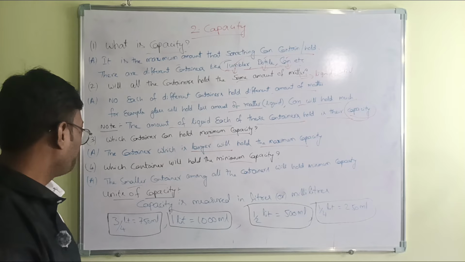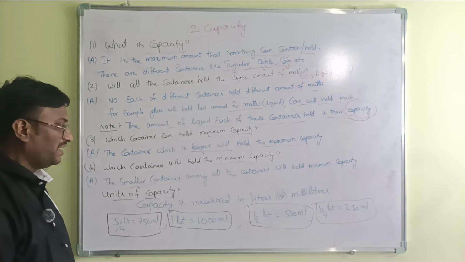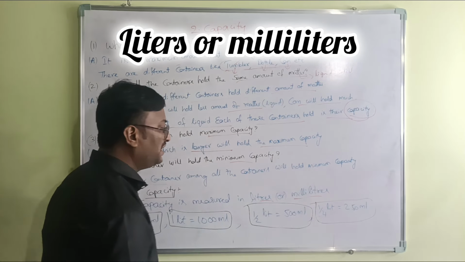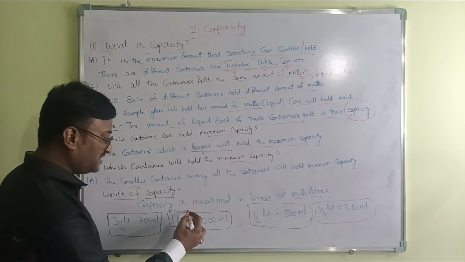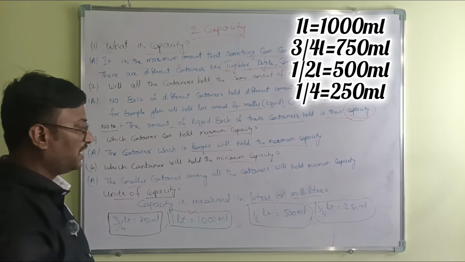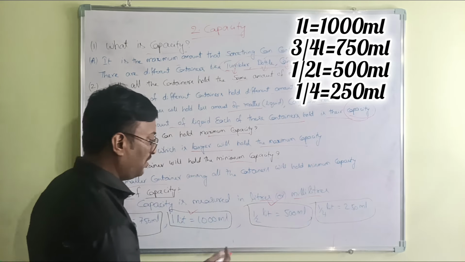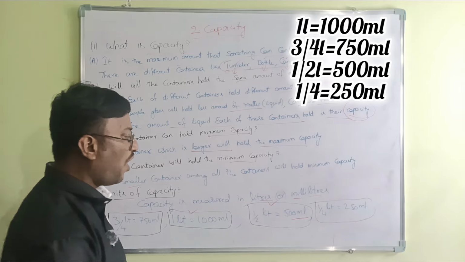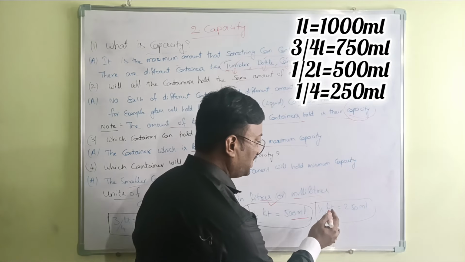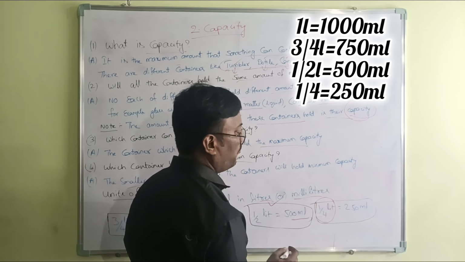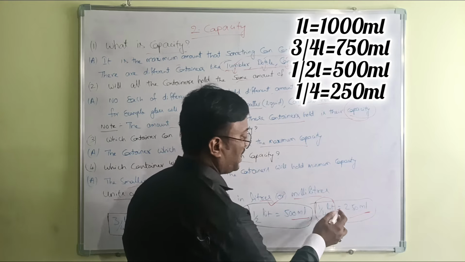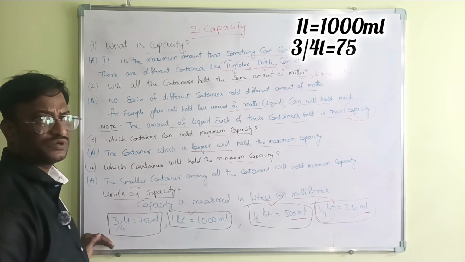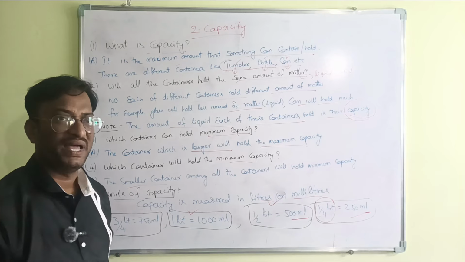Remember that. Units of capacity. Capacity is generally measured in liters or milliliters. Actually, 1 liter is equal to 1000 milliliters. If you want half liter, half of 1000, that is 500 milliliters. Half of half is called 1 by 4 liter. 1 by 4 liter is equal to 250 ml, and 3 by 4 liter is equal to 750 ml.